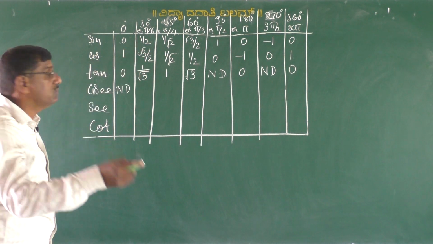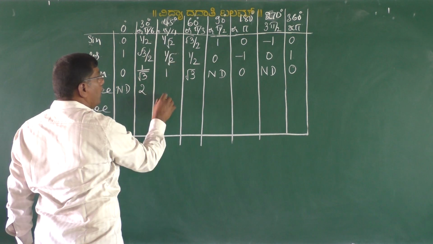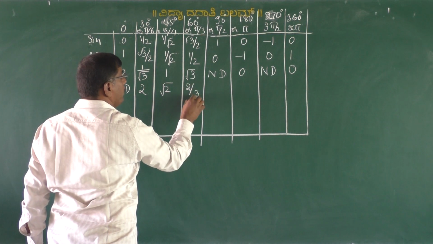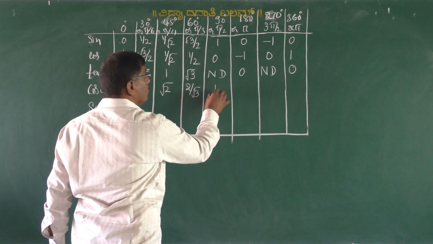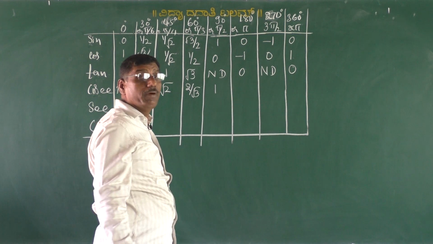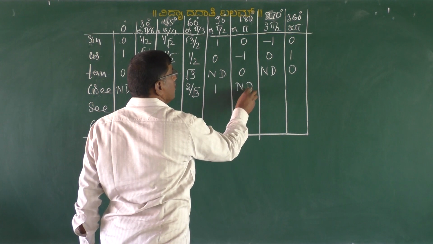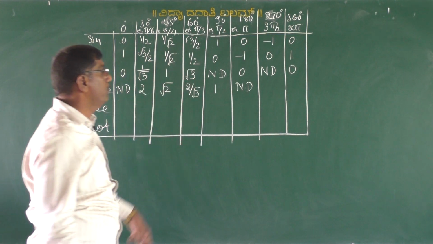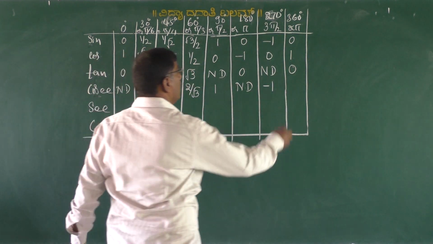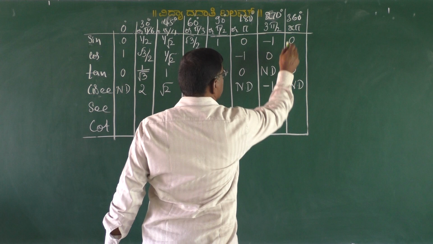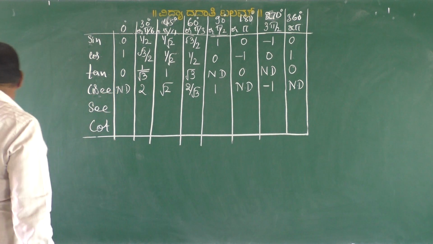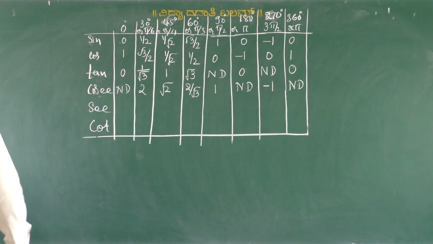Reciprocal of 1 by 2 is 2. Reciprocal of 1 by root 2 is root 2. Reciprocal of root 3 by 2 is 2 by root 3. Reciprocal of 1 is 1. Once again, the reciprocal of 0, that is 1 by 0, is not defined. Reciprocal of minus 1 is minus 1. Reciprocal of that one is not defined, my dear students, because 1 by 0 is not defined. This is about the cosecant, my dear students.